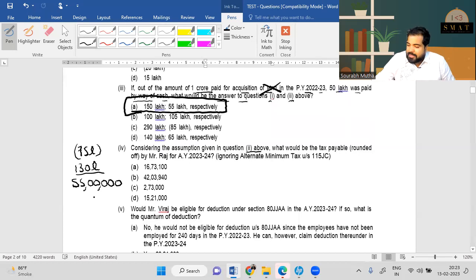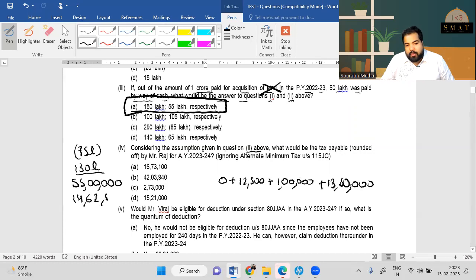He is Raj, assuming he is less than 60 years of age. So let's calculate his basic tax. Up to 2.5 lakh rupees, 0. Then 12,500. Then 1 lakh. And then on 45 lakh at 30% is 13 lakh 50,000. Let's total it up. 13 lakh 50 plus 112,500. His basic tax will be 14 lakh 62,500.